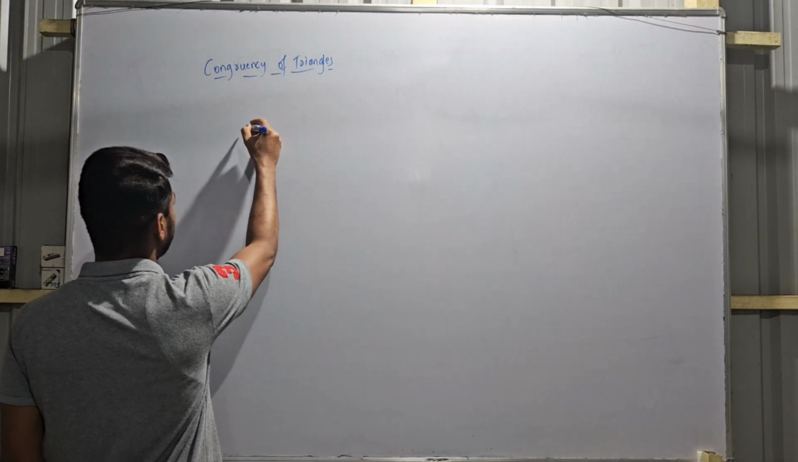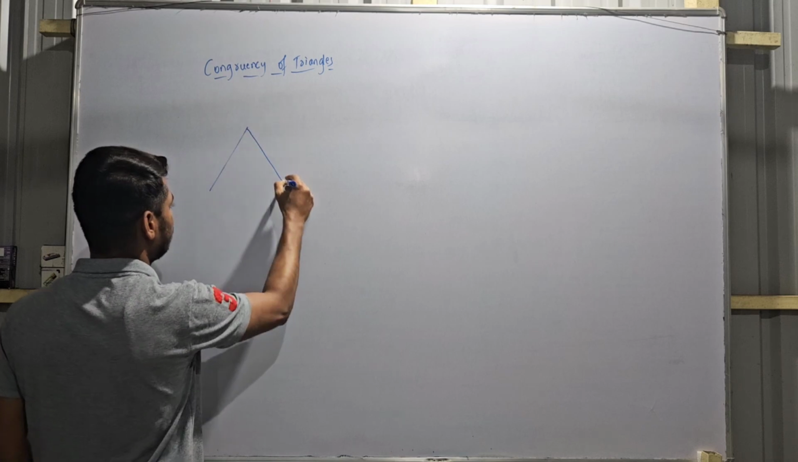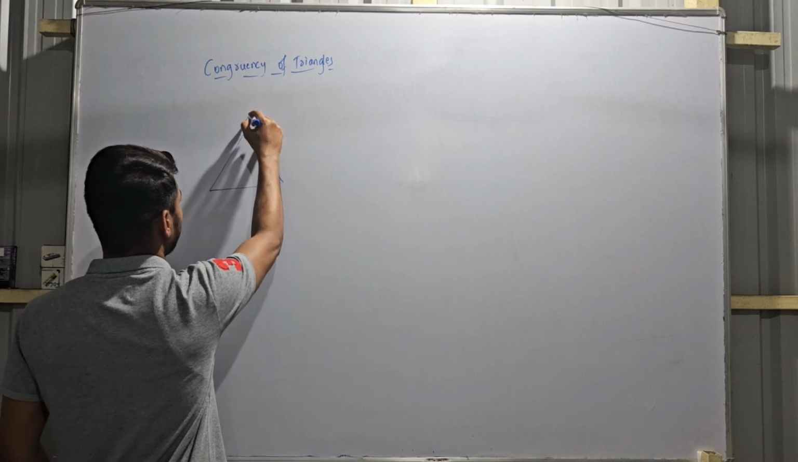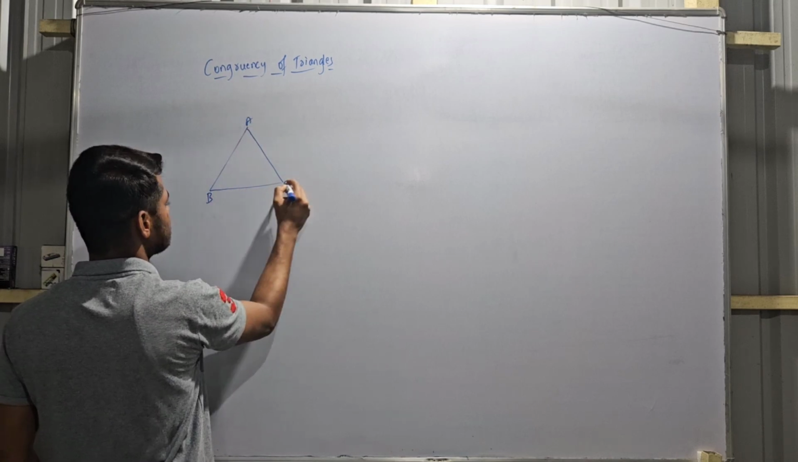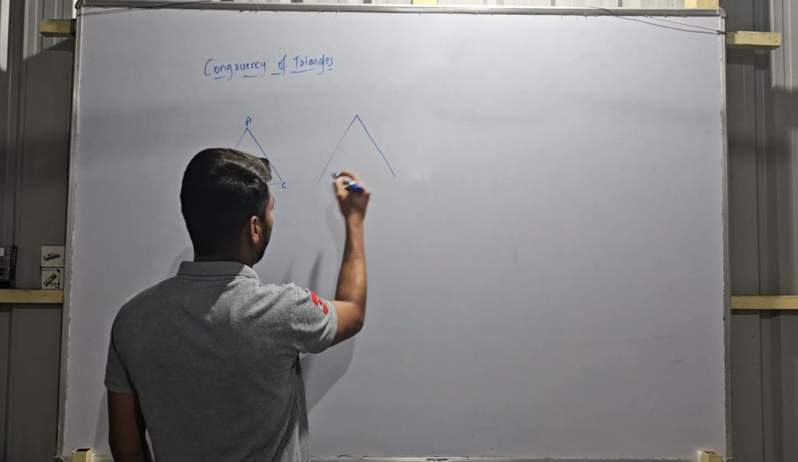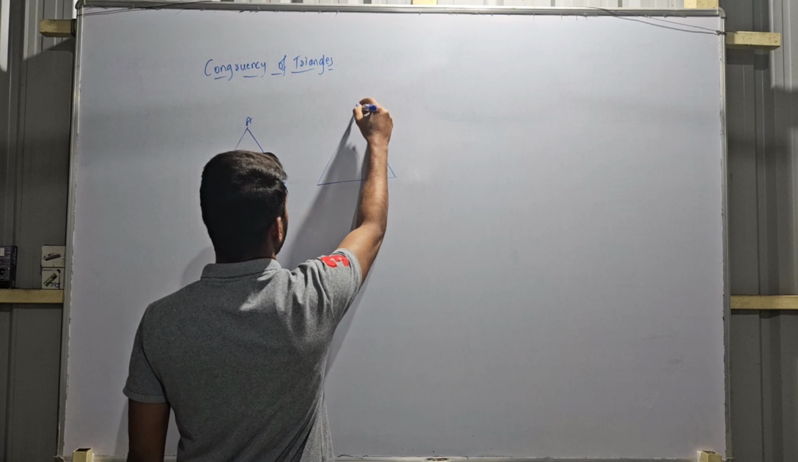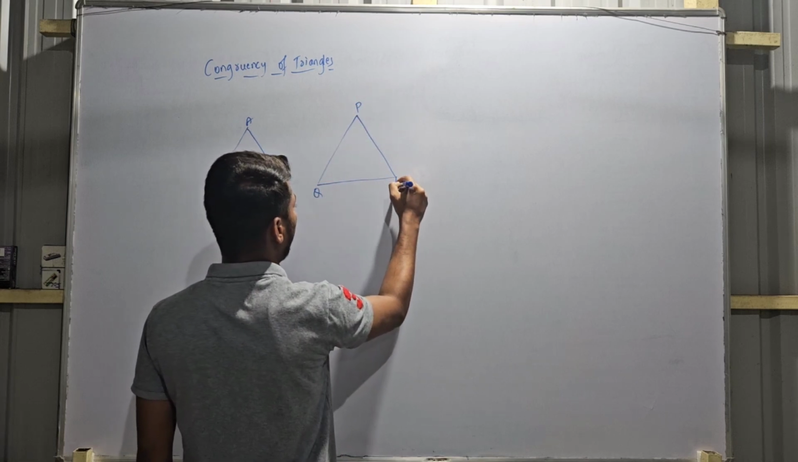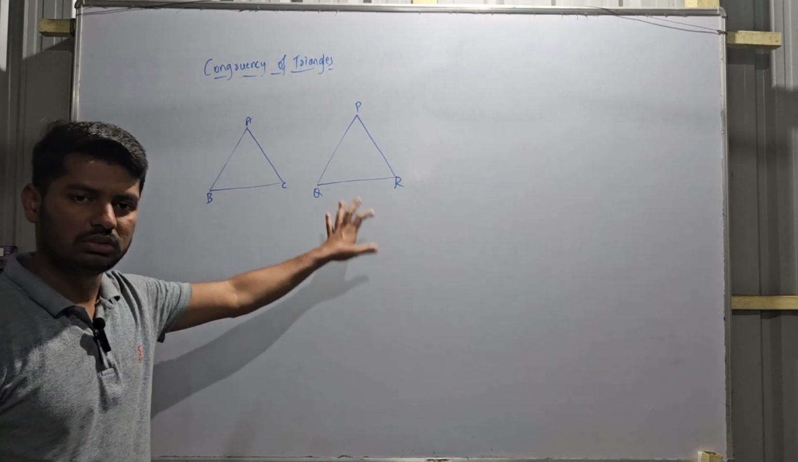Suppose I have a triangle ABC and triangle PQR. Okay, I have these two triangles.